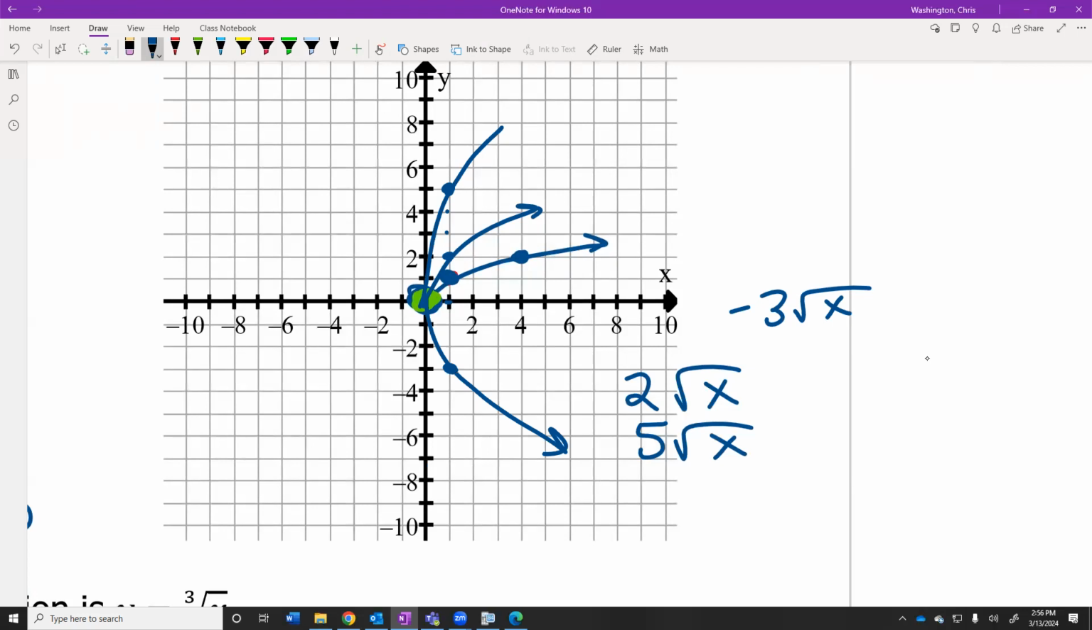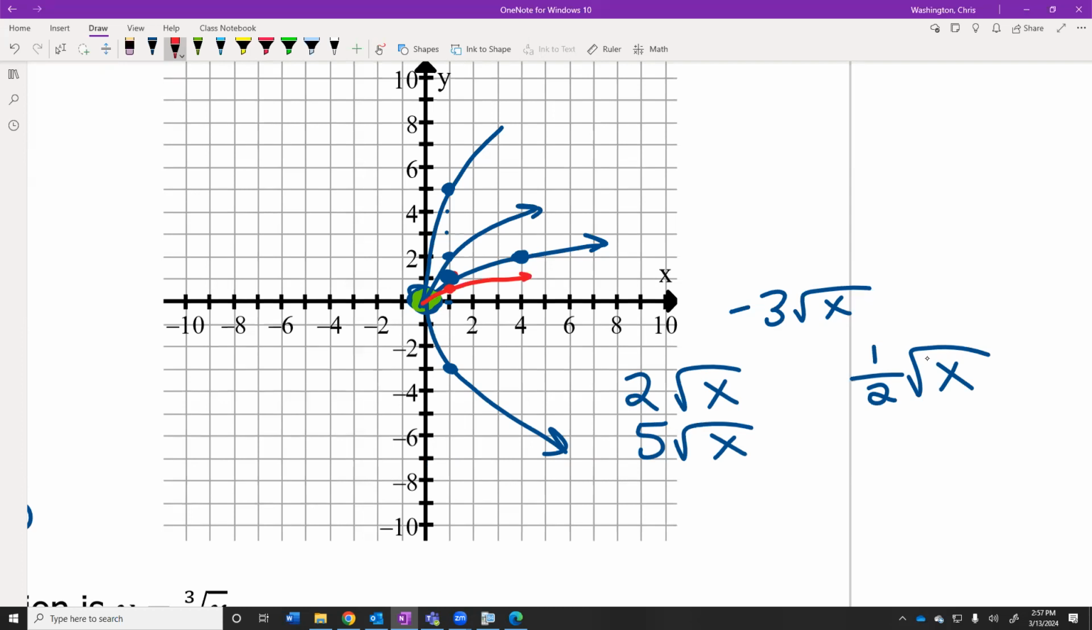What if we had maybe a shrink? What if we had 1/2 square root of x? Let's do a different color so we can see it. What would that look like? We're still going to go over to that first point, which is at x equals 1, which is 1 to the right of my key point. And instead of going up 1 or up 2, we're only going to go up a half. And what have we done with that graph? We've taken that graph and we've shrunk it vertically.